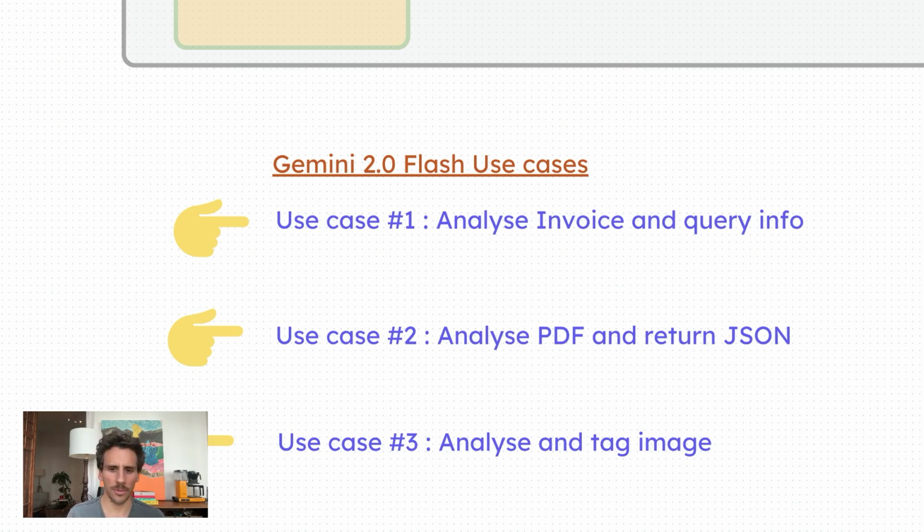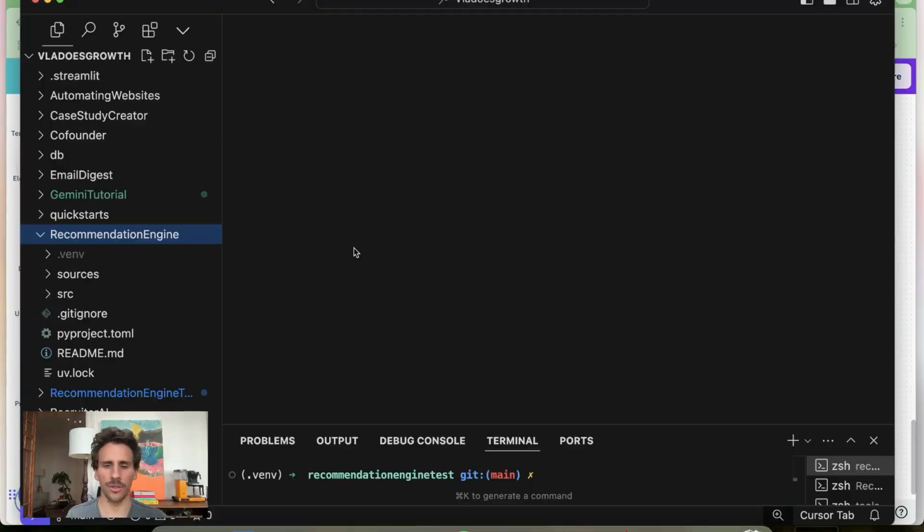Use case number two, I'm going to be analyzing a PDF. I'm actually going to use a lease agreement and I will return a structured output. I'm going to return in JSON the information like the first name and last name of the landlord, but also of the tenants. And then the third use case, we're going to be analyzing an image, tag it, and return the output as well in a structured format using JSON. Let's hop over to Cursor now and go over use case number one.